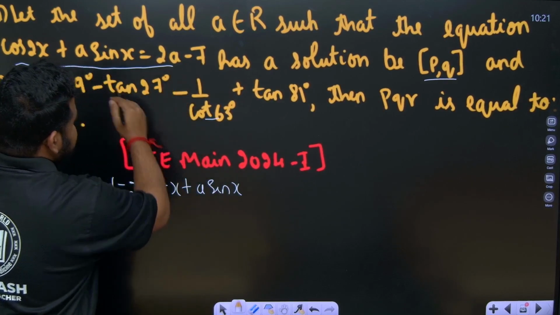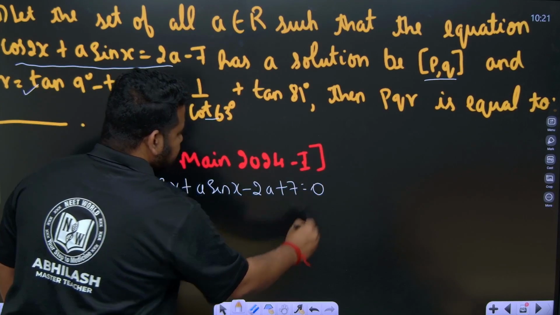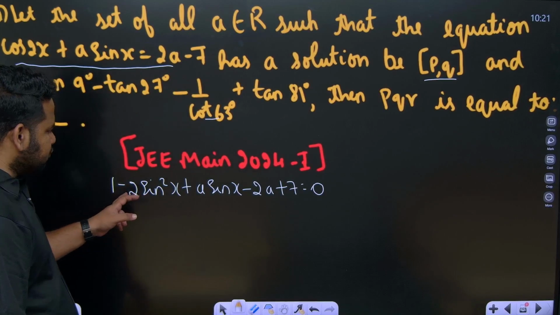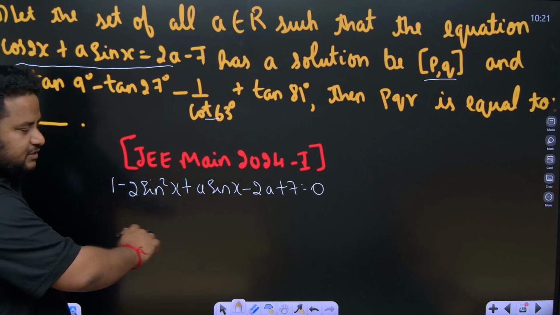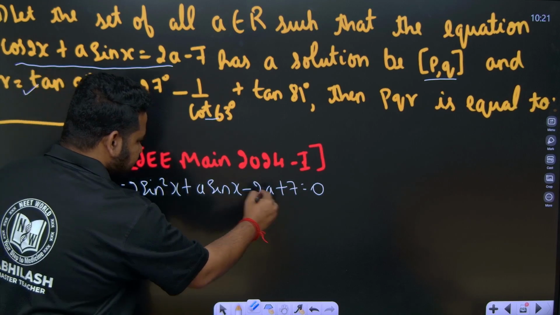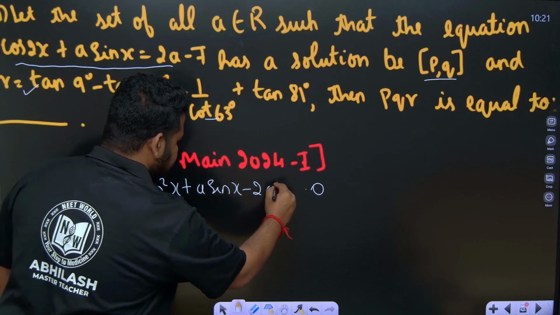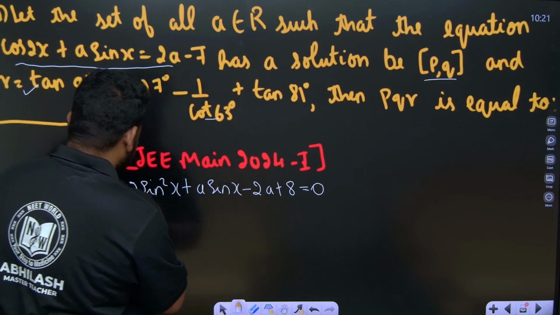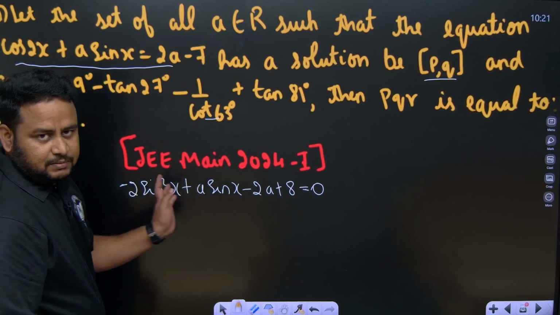I'll bring this to the LHS itself. So this will become minus 2a plus 7, okay, is equal to 0. This minus 2 sine square x, I'll make it as plus 2 sine square x. So I should multiply everything with a minus sign. So 1 will become 1 plus 7, this will become 8, okay, and this is minus 2.